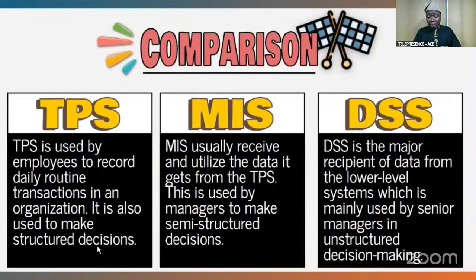Then which invariably serves the decision support system, which the manager will look at. With this data that we have gathered, let's do it this way. Decision support system is the major resident of data from the lower level system, which is mainly used by senior managers in unstructured decision making. So they use the data gathered from lower level systems, all the systems that we have in an organization at the lower level, before making an informed decision.